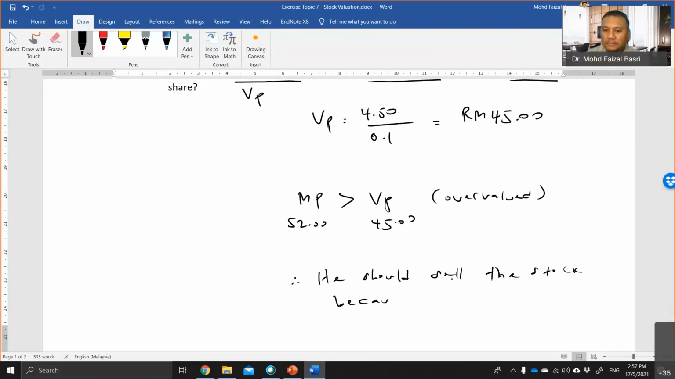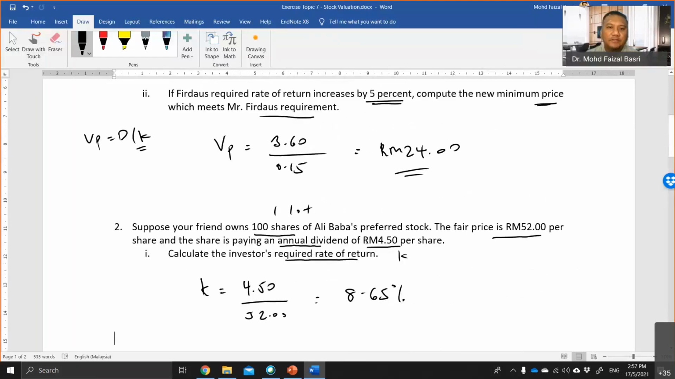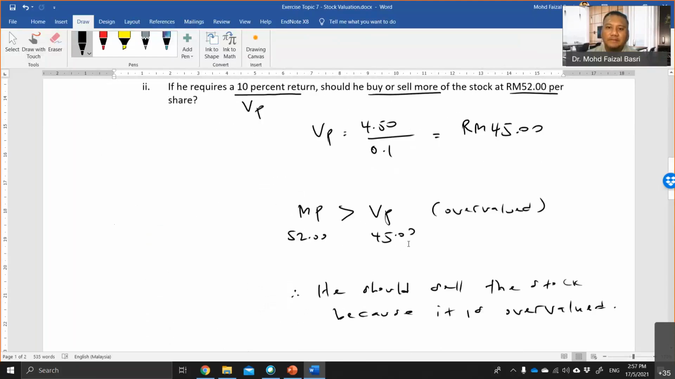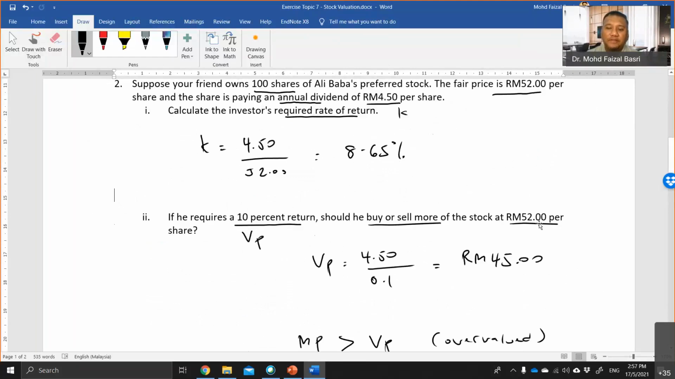Because it is overvalued. Okay, because it is overvalued. Okay, so usually when we talk about preferred stocks, this would give you around 5 to 7 marks. Okay, 5 to 7 marks.